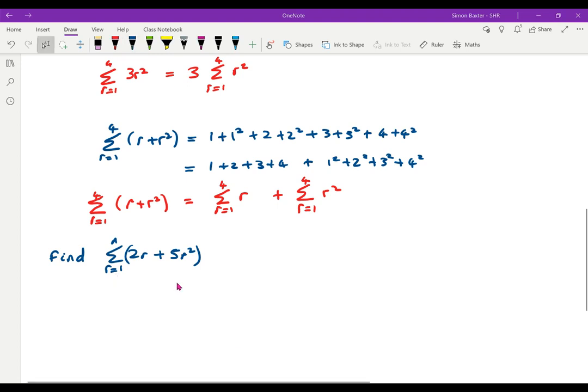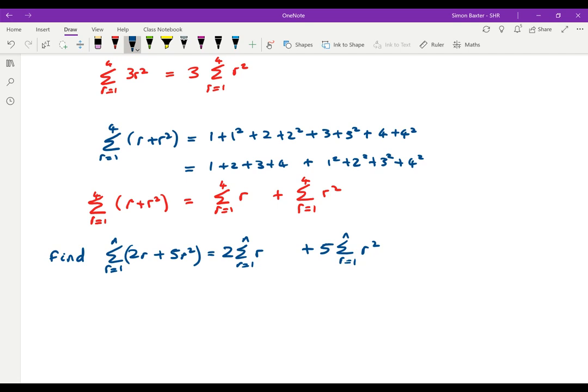The plus means we can split it into two separate sigmas. So we can have sigma r equals 1 to n plus sigma r equals 1 to n. Then in the first one, we would have sigma 2r, and that's just 2 sigma r. And then in the second one, we would have sigma 5r squared, which is 5 sigma r squared.